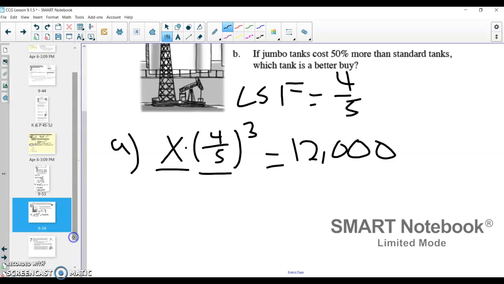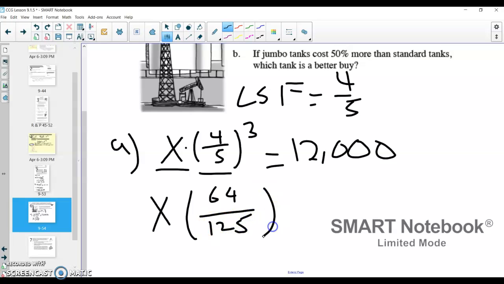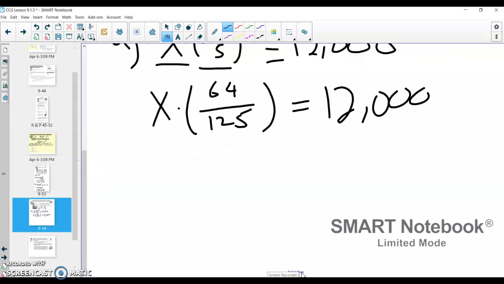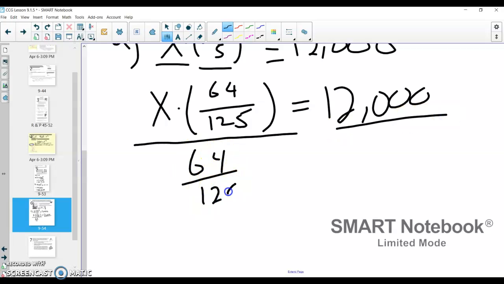Let's do the next step here in saying that, well, 4/5 cubed is really 4 cubed divided by 5 cubed, which is 4 cubed is 64, and 5 cubed is 125. And that equals 12,000. All right, and that's still multiplication there. And so what I can do, and you could turn this into a decimal, I'm going to divide it as a fraction still. To get x by itself, I'm going to divide both sides by 64 over 125.